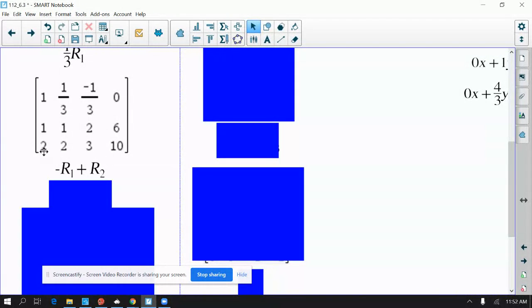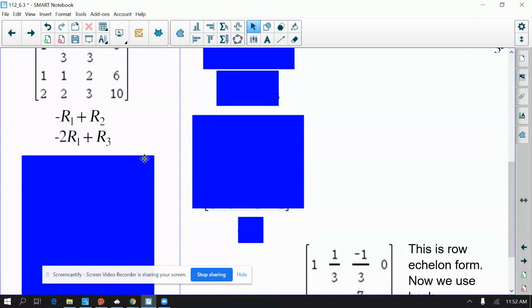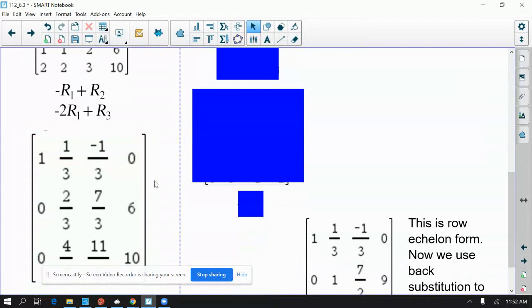And then how do I get 2 to become a 0? I'm going to multiply row 1 by negative 2. Negative 2 times negative 2, this times negative 2, this times negative 2. So that's 4 numbers. And then take these 4 numbers and add them to these 4 numbers. I really don't care what these are going to become, but I know that this 2 will become a 0. So negative 2 times R1 plus R3. And when you do that, you get this.